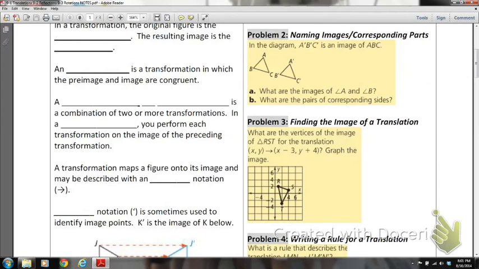Problem 3, we're finding the image of a translation. What are the vertices of the image of triangle RST for the translation x comma y maps onto x minus 3 comma y plus 4? And then we're going to graph the image. So to do this one, let's start by finding the coordinates of the points of the preimage that's here. So point R coordinate is 1 comma 2.